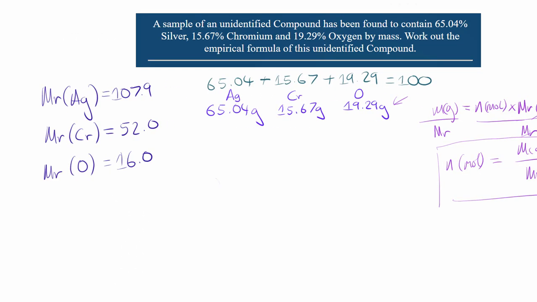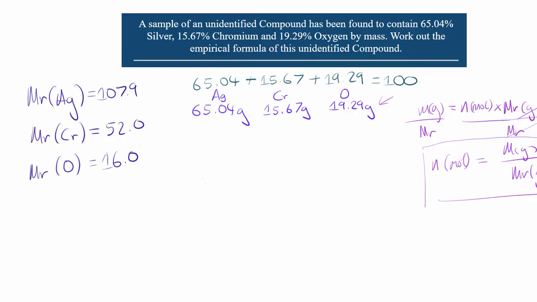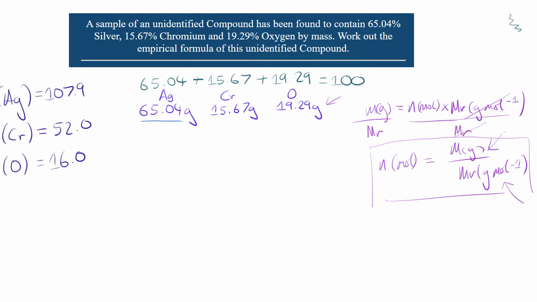Now that we've got those molar masses, we can use them to establish a molar ratio. How are we going to do that? We're going to divide these by the molar masses, as the equation shows. So 65.04, we'll divide that by 107.9, 15.67, we're going to divide that by 52.0, and 19.29, we're going to divide that by 16. And when we do that, what are we going to get?